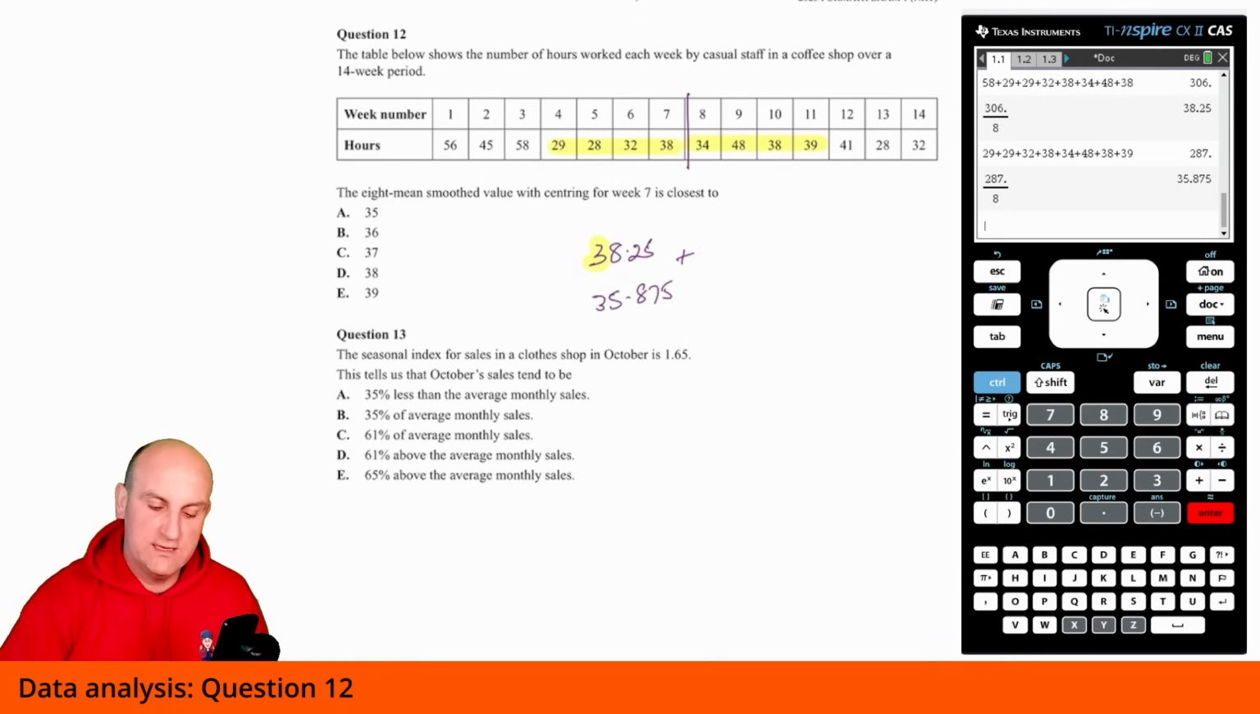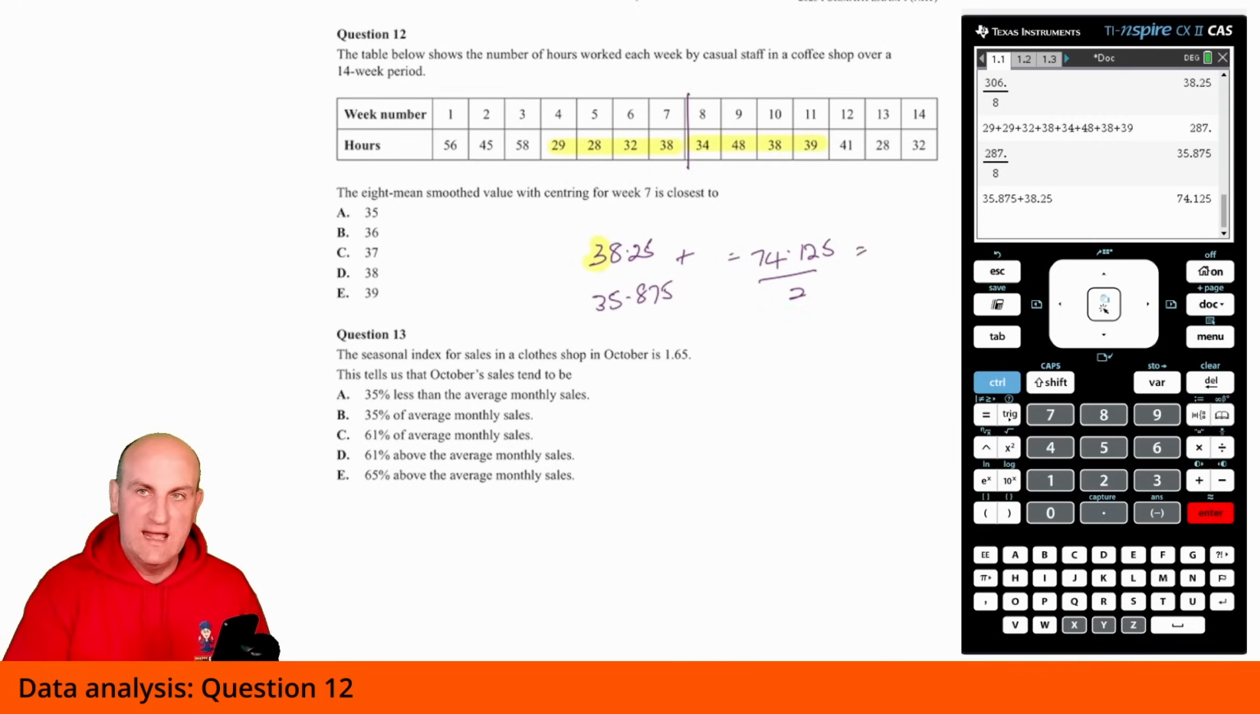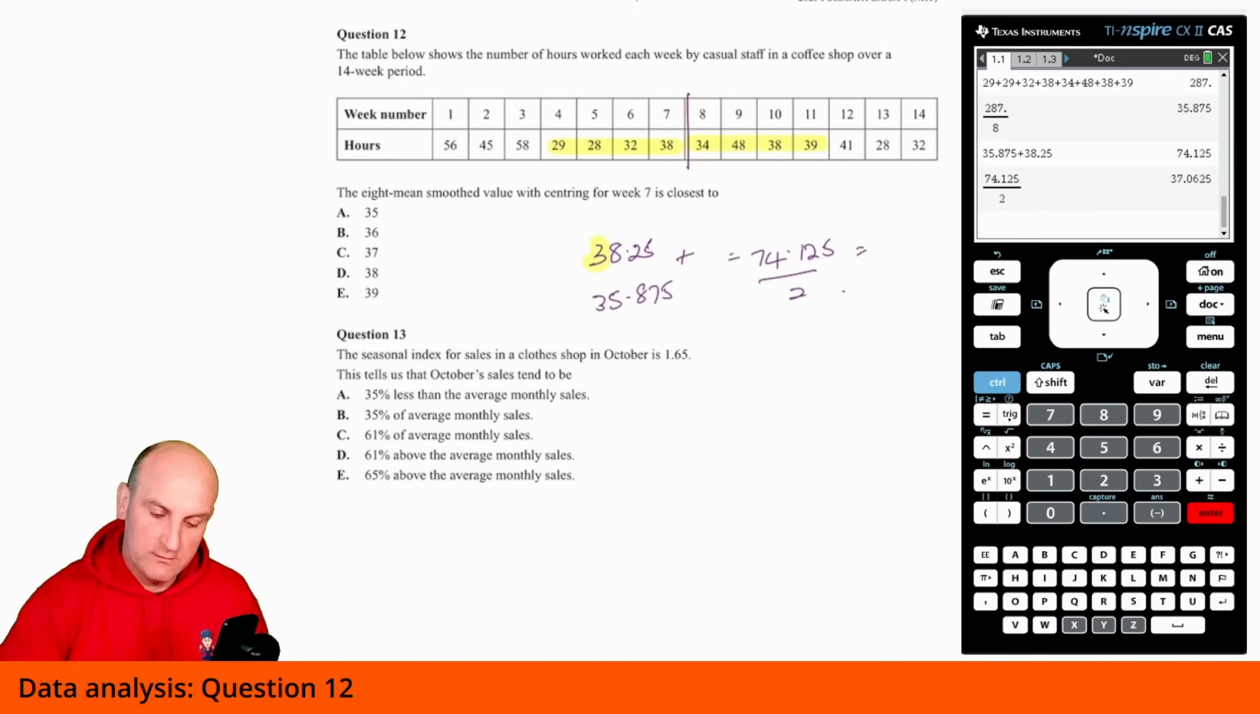35.875. I'm going to add those two together, which is going to give me plus 38.25, 74.125, and then divide by 2, because with the centering, you've got to basically do either side of the 7, add the two values together and divide by 2. So let's divide that by 2, which is going to give me roughly 37.0625. It wants it closest to, I'm going to say 37. So C would be the answer that I would suggest is going to be correct there.